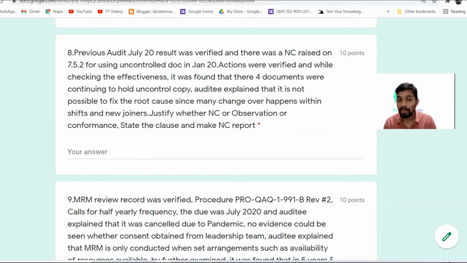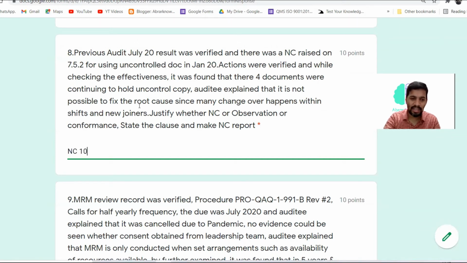So here we are talking about multiple subjects. We are talking about the previous audit, 9.2.2, and also 7.5.2, where the gap was identified. We are also talking about actions verified while checking the effectiveness, finding that 4 documents continue to hold uncontrolled copies. Auditee explained that it is not possible to fix the root cause, so the root cause has not been fixed permanently. So 10.2 also we are talking about. We are talking about 9.2.2, 7.5.2, and 10.2. So the right class number for this one, the main problem is that the root cause is not fixed permanently. So I would like to give NC 10.2.